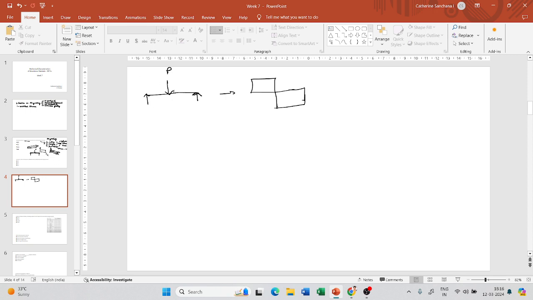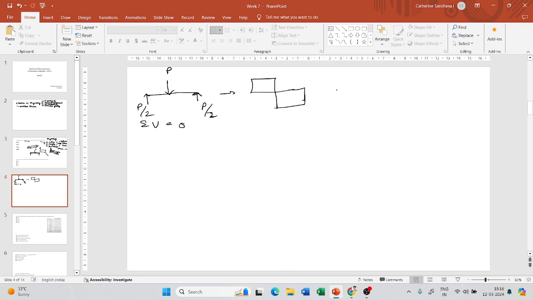So for the support reactions, the summation of vertical forces is 0. So the support reactions are P by 2 and P by 2, because the load is applied exactly at the center, right? So now this is the shear force diagram.